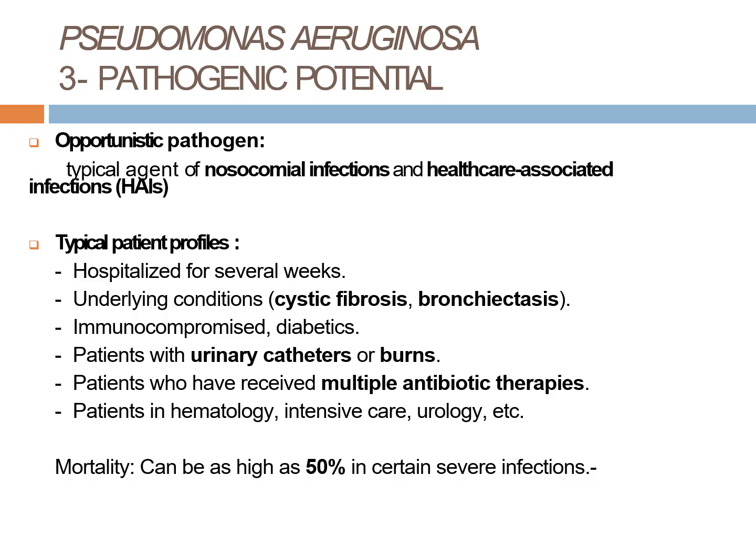As I mentioned earlier, Pseudomonas is an opportunistic pathogen. It mainly affects patients who are hospitalized for long periods, especially those in intensive care, hematology, or urology. Other at-risk patients include those with cystic fibrosis, bronchiectasis, diabetes, burns, or urinary catheters, and those who have received multiple antibiotics. Mortality can be as high as 50% in severe infections.